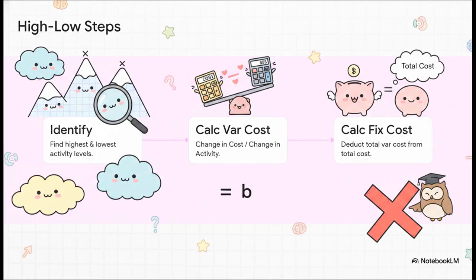First, find your high and low points. Second, divide the change in cost by the change in activity to get B, which is your variable cost. And finally, plug B back in to find A, your fixed cost. But hey, listen up, because this is the crucial point, and examiners literally love to trick you here. We always select our high and low points based on the activity level X. Do not fall for the trap of picking the months with the highest and lowest costs. Activity is the driver, so activity dictates the high and low points.